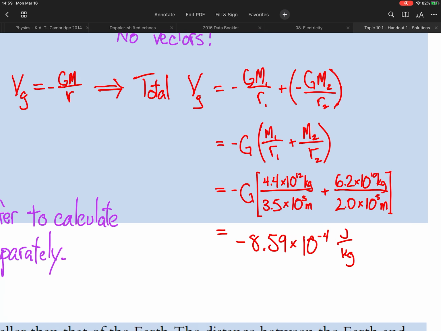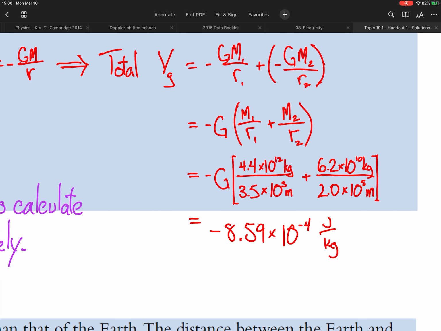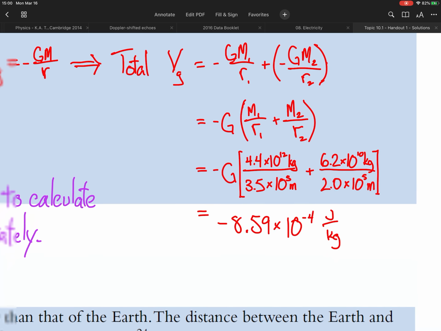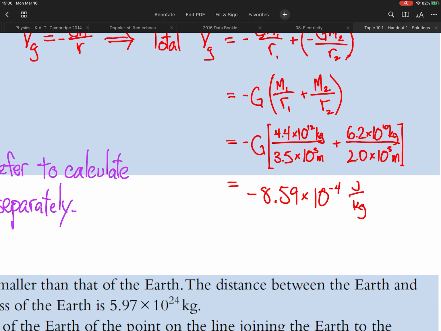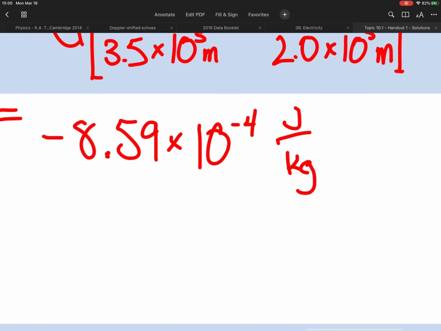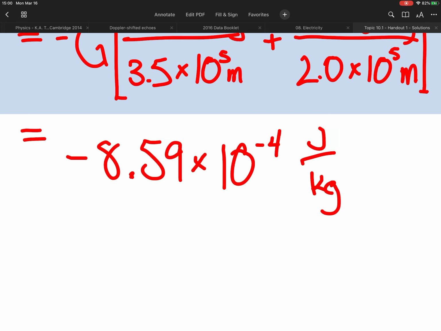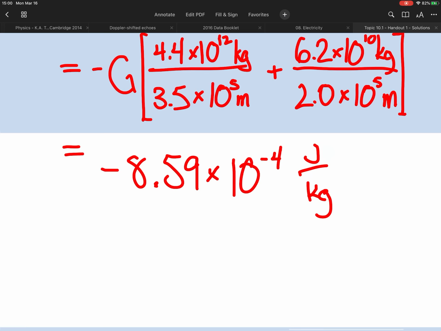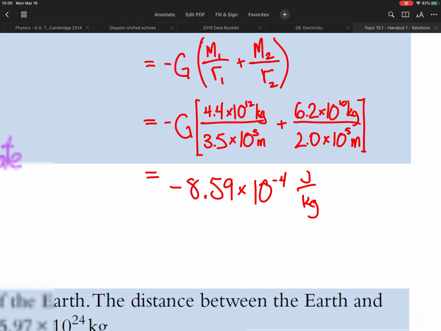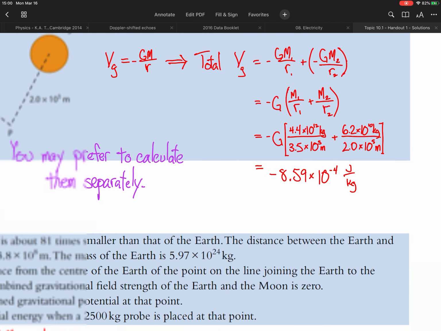Okay, when we plug in all our values into the formula that we've calculated using algebra, we will find that our total gravitational potential is negative 8.59 times 10 to the negative 4 joules per kilogram. Do pay attention to that unit. It can help you if you want to do some dimensional analysis to check your final answer.